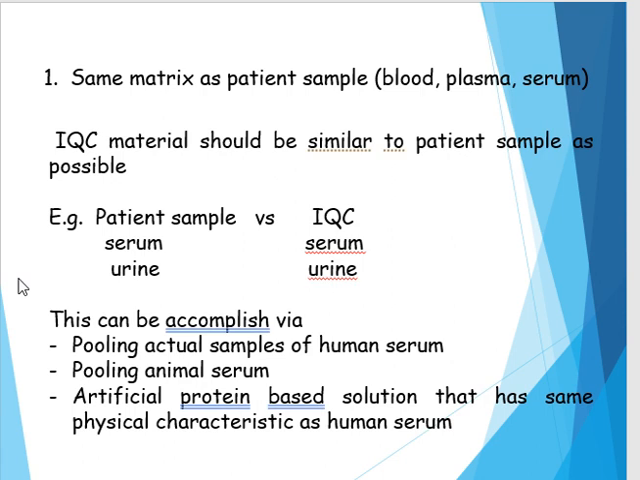So first one, same matrix as patient sample. The IQC material should be as similar to the patient sample as possible. So if your patient sample is serum, the QC should be serum. If the patient sample is urine, then the IQC material should be urine. This can be accomplished via pooling actual samples of human serum or urine, pooling animal serum, or using an artificial protein-based solution that has the same physical characteristics as human serum.